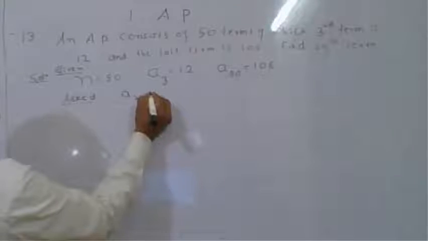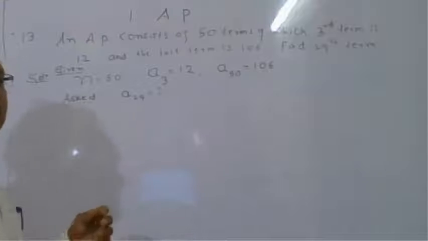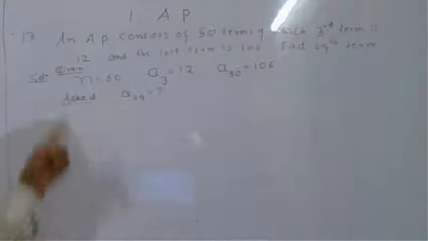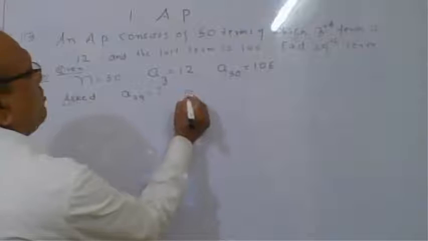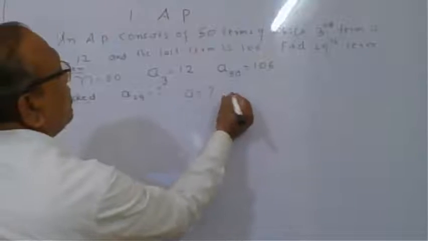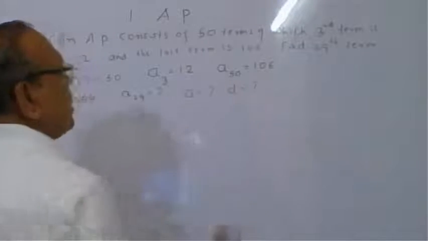A29 is equal to question mark. To find out the nth term of an AP, you need two things. N is already given to you. What else you have to find out? A you have to find out and D you have to find out. You have to find out A first, then you have to get the common difference D.